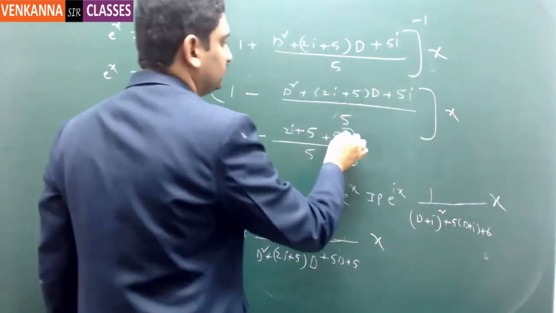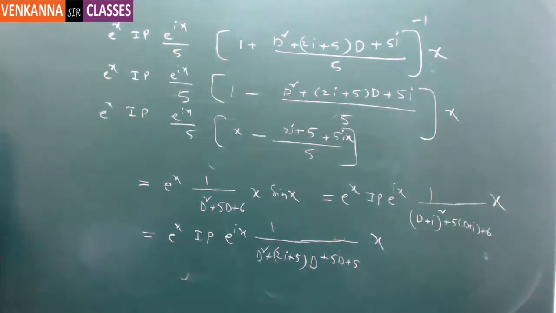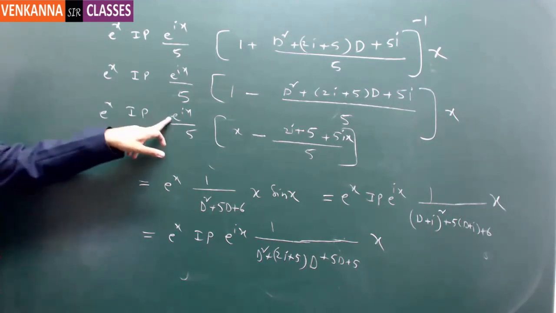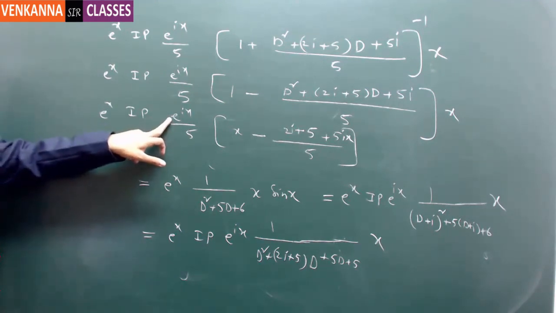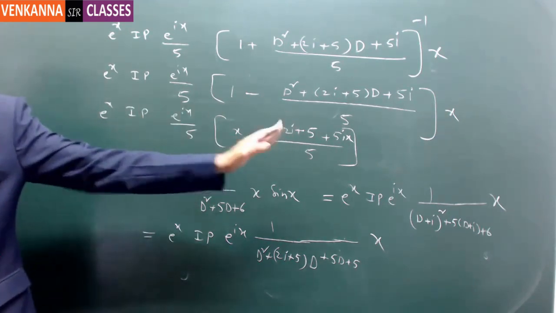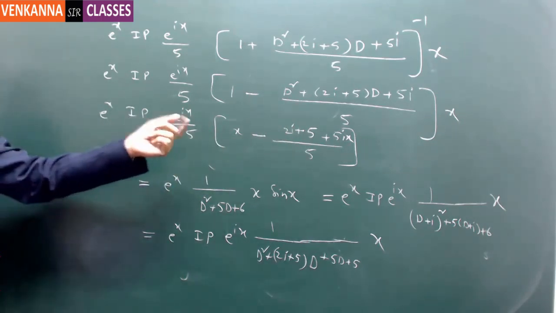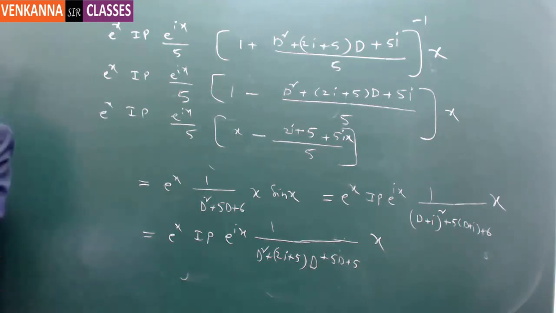Thank you. Accepted now then? So since e power ix is nothing but cos x plus i sin x, you multiply all the terms and you are going to take the imaginary part, that means terms having only i in them. So this is one way of doing the problem.